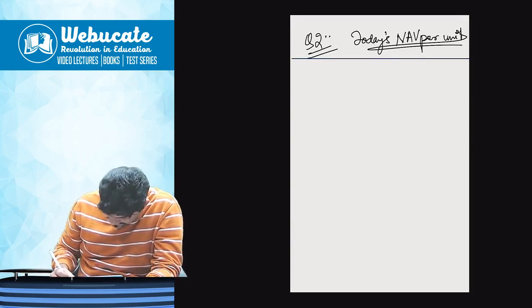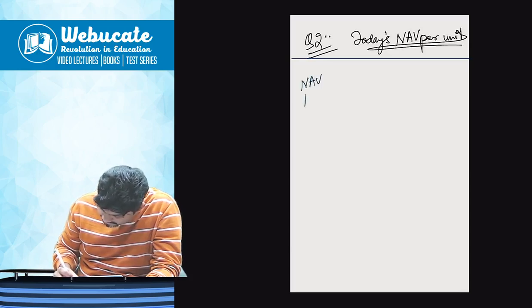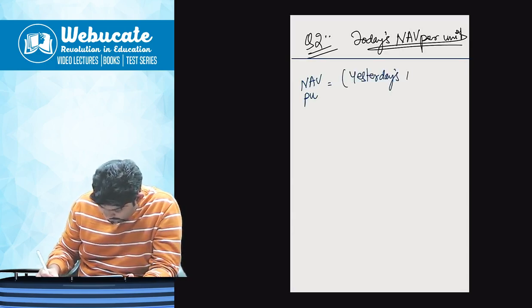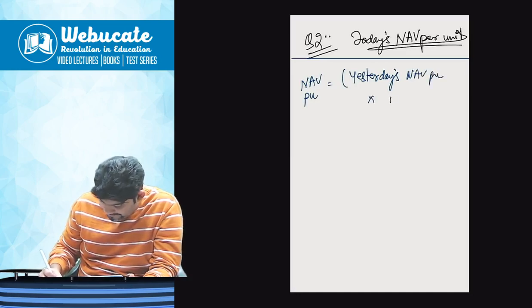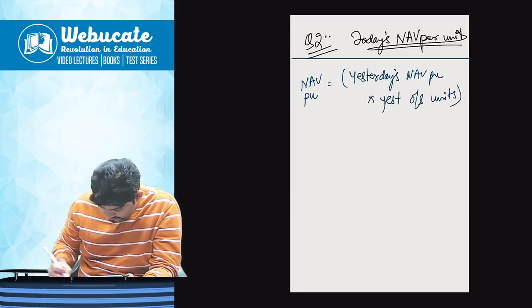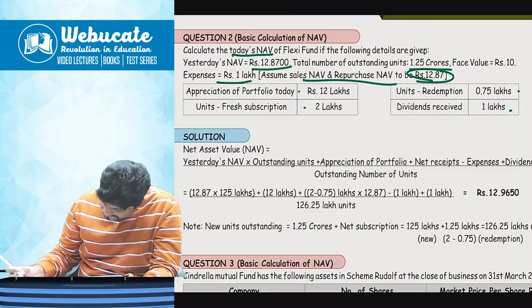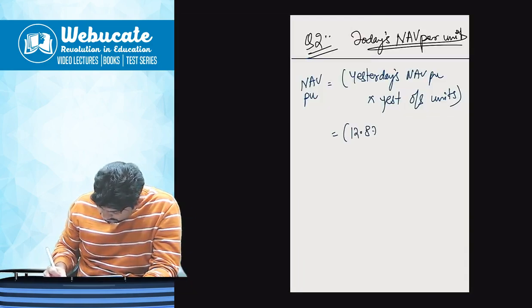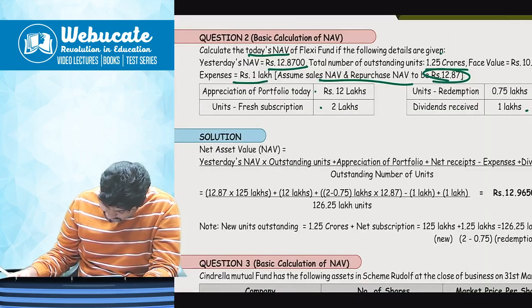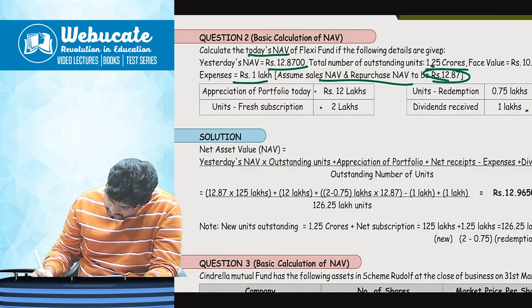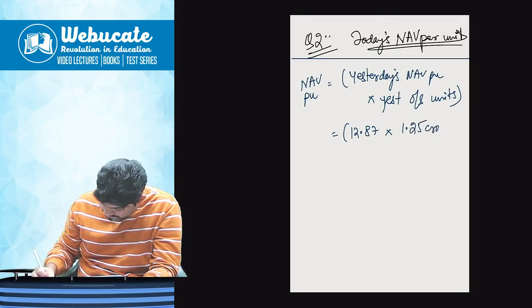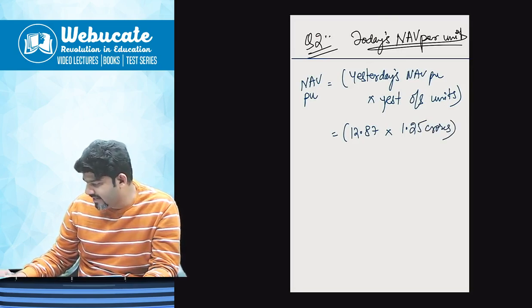We will start with this. First, we will start with yesterday's NAV per unit multiplied by yesterday's outstanding units. Okay. What is yesterday's NAV per unit? 12.87. What is yesterday's outstanding number of units? 1.25 crores. Right? So 1 crore 25 lakh.